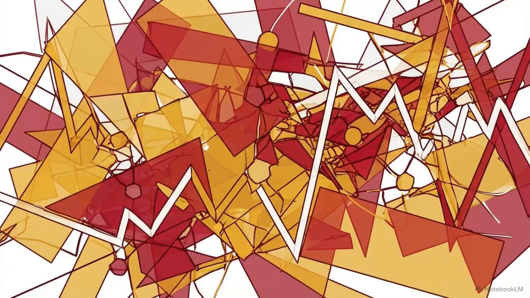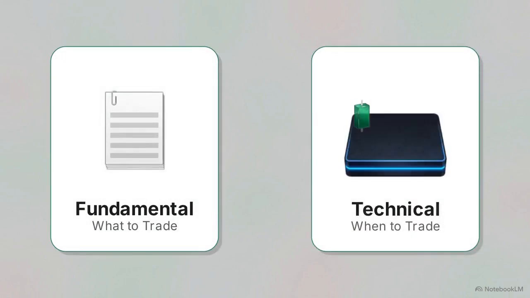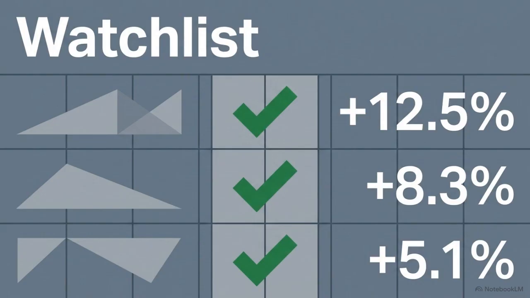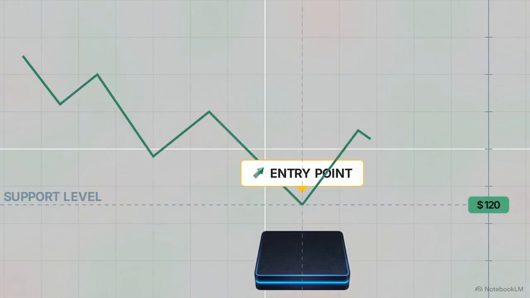A common mistake for beginners is crowding a chart with too many indicators. This leads to analysis paralysis, where conflicting signals make it impossible to take action. Successful traders don't choose between fundamental and technical analysis. They use them in a specific sequence. Use fundamentals to build a watch list of high-quality companies. Then use technical analysis to wait for the specific price levels that offer a high probability entry.